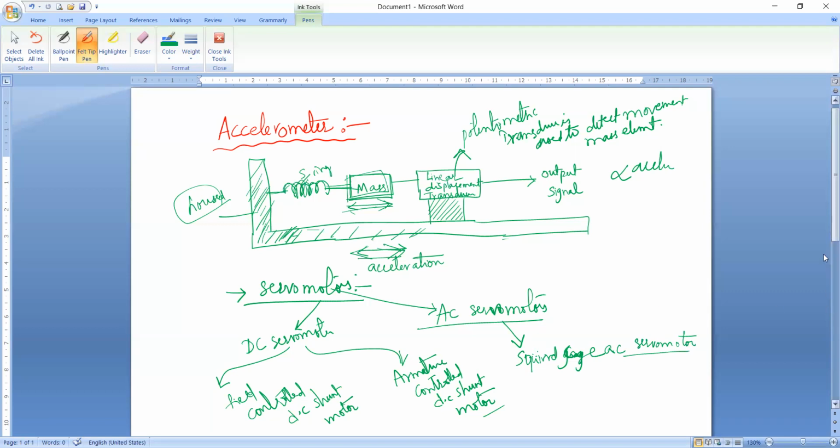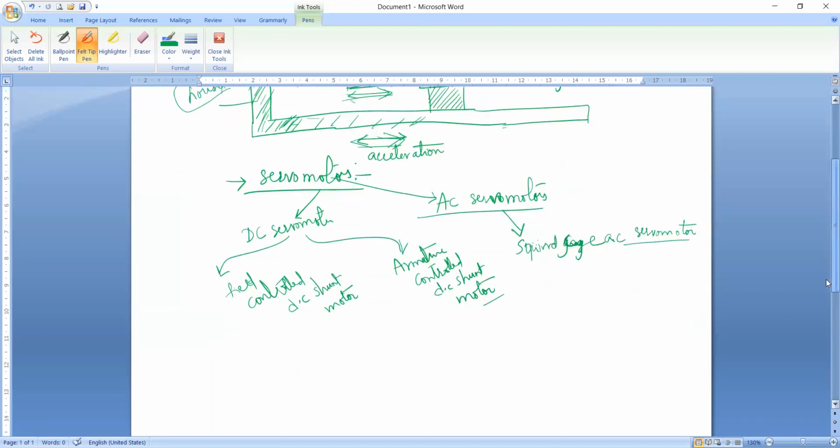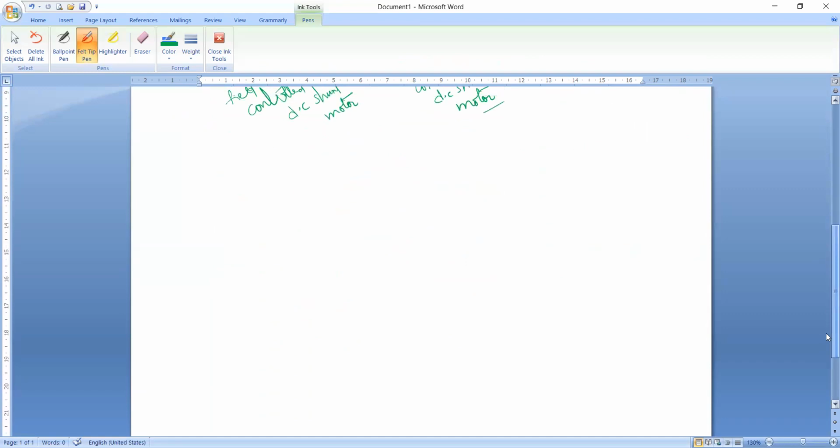I'll explain the field controlled and armature controlled DC servo motors, which are very important. First one is the DC field controlled DC servo motor.